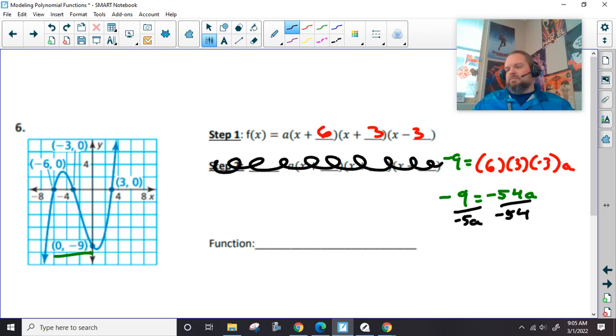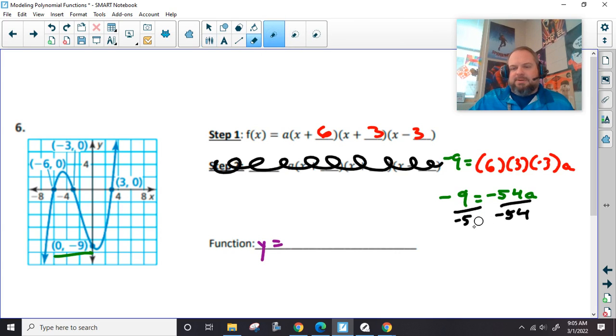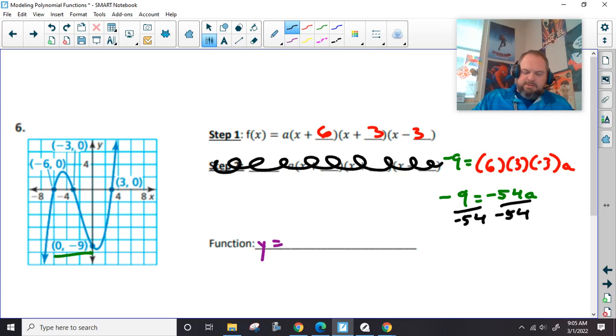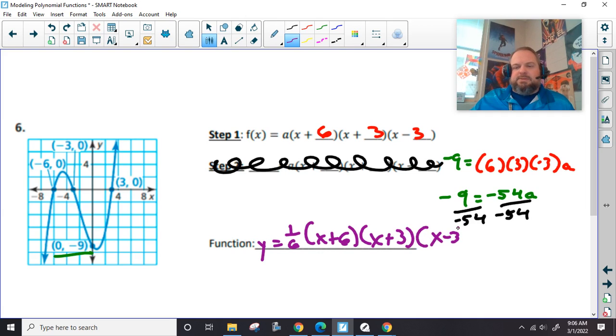When they were handing out good penmanship and good handwriting, I was sick that day. So 9 over, I didn't even write that down right. So 9 over 54 is 1 over 6. So this is y = 1/6 (x + 6)(x + 3)(x - 3).